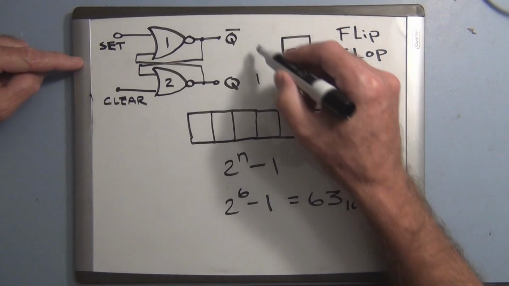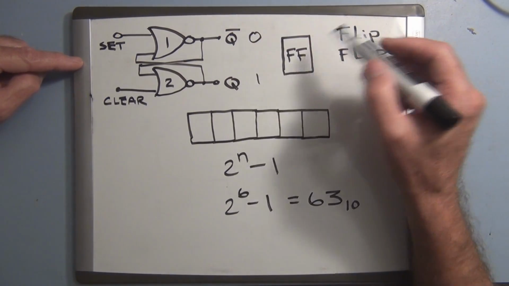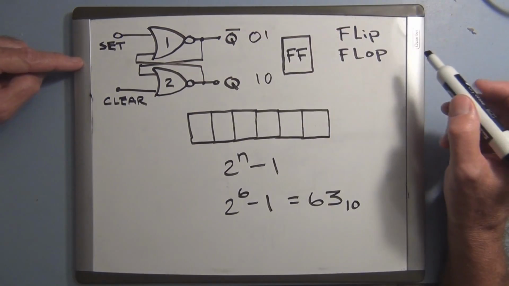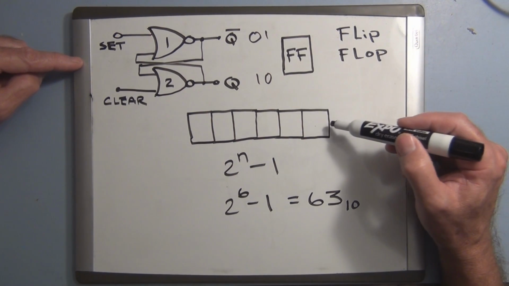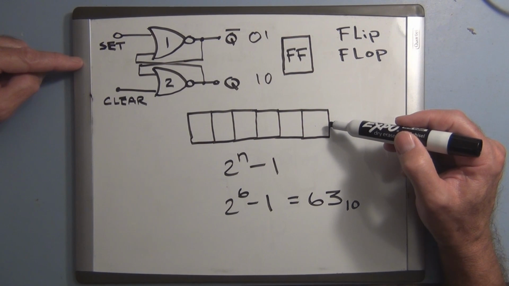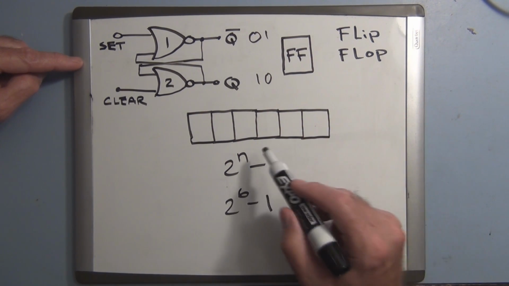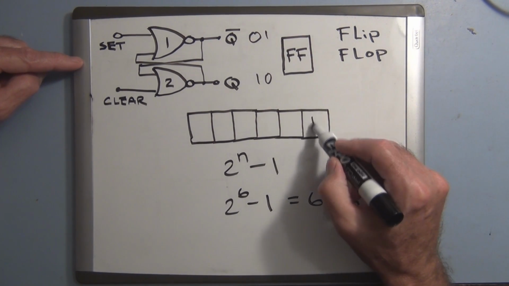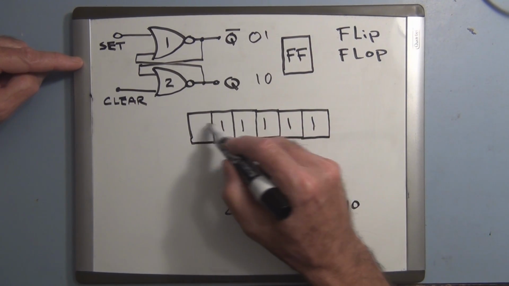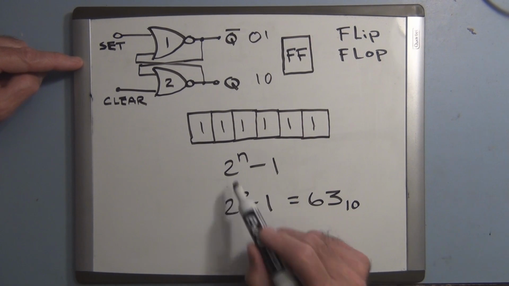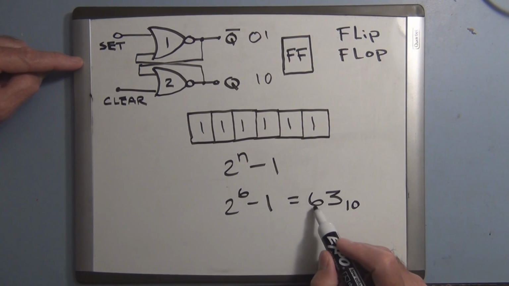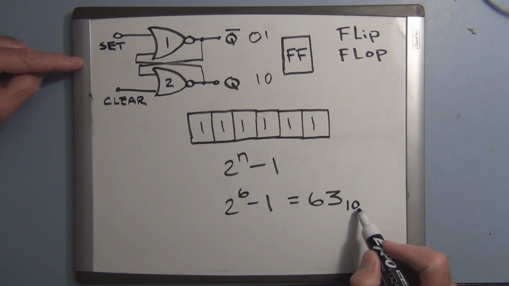So this could be 1, and the other Q0 is going to be 0, or this could be 0, and this could be 1. Now, if we can string these individual flip-flops together, we can then get a register, in this case, a 6-bit register, to store a 6-bit binary number. So in this register, we can count up to 1, 1, 1, 1, 1, 1. This allows us to count up to 2 to the n minus 1, which is 63 in decimal.